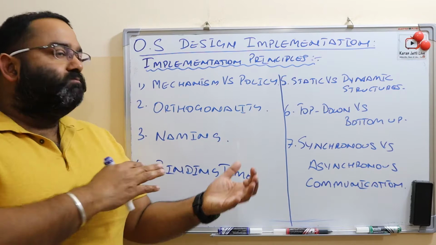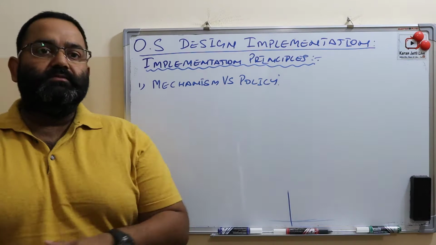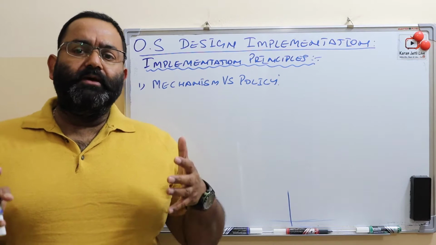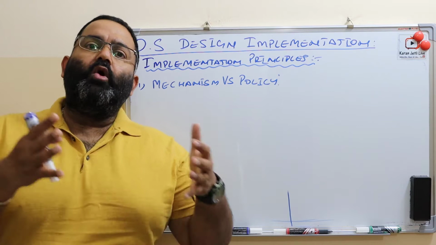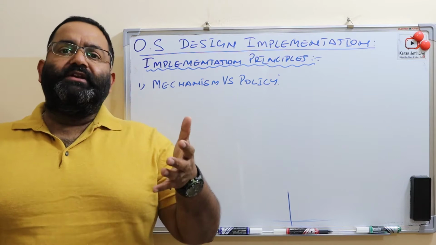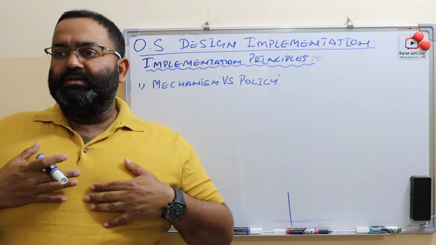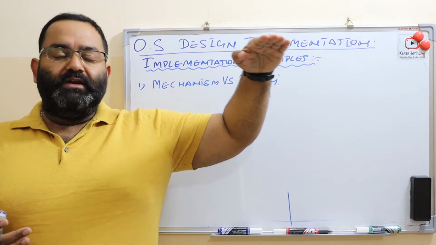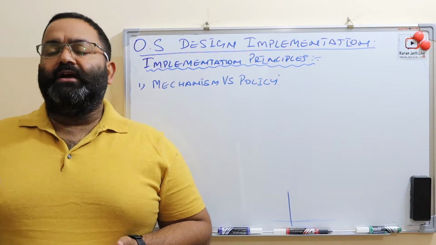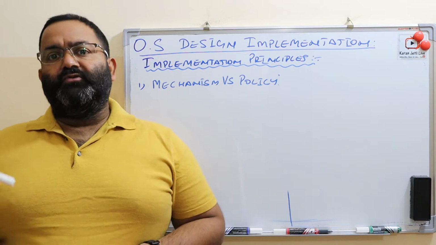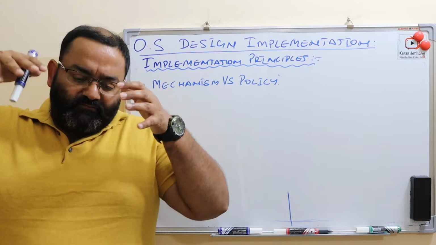Now we are going to discuss all of them one by one. The first implementation principle is mechanism versus policy. What do you mean by policy and what do you mean by mechanism? In simple English, the policy states what is to be done, and the mechanism tells how we are going to do it. For example, in a real world example, a company says we have a policy: our top managers will get this much salary, our bottom management will get this much salary plus this much commission, and so on. This is a policy. And how do we implement that policy? To implement that policy, we need to calculate the salaries of different employees at different levels. For that, we use computers, software, people, and so on. So the way we implement a policy is called a mechanism.